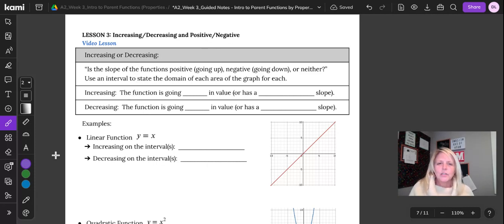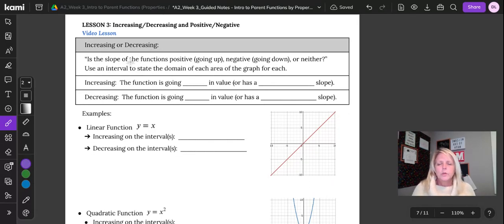In this lesson, we're going to look at the properties of increasing or decreasing, and then whether the graphs of functions are positive or negative. I want to make sure that we distinguish between the two. They're not difficult, but they are easy to get mixed up, and that's usually where students end up having some trouble. So when we talk about increasing versus decreasing, we're looking at the slope, okay? We can have a positive slope, we can have a negative slope, or it could be neither. We could have a constant slope, okay?